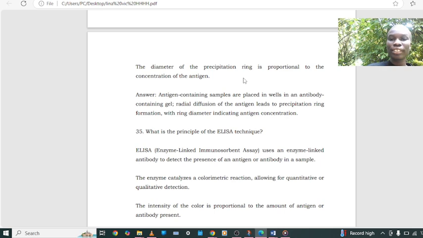So what does it mean here? It means that the samples containing the antigen are placed in the wells in an antibody-containing gel. Then the radial diffusion of the antigen leads to the formation of a precipitation ring, with the ring diameter indicating antigen concentration.